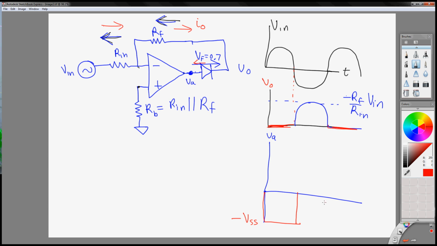And then the same for the other positive cycle here. There you go.